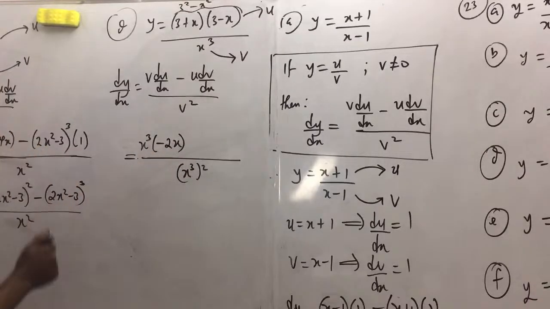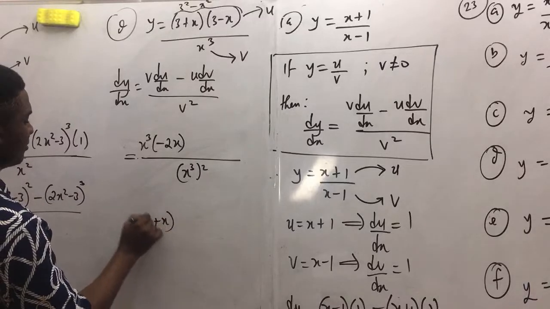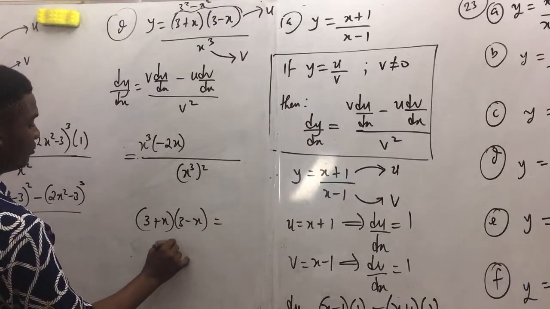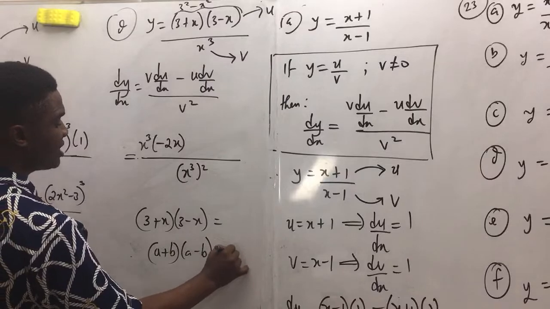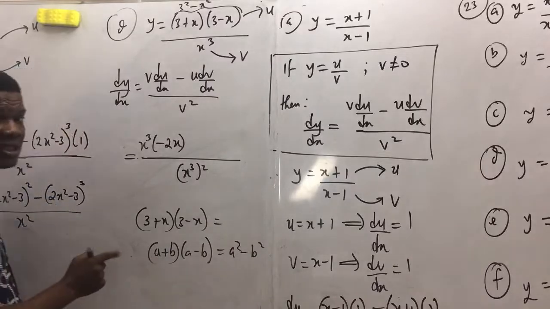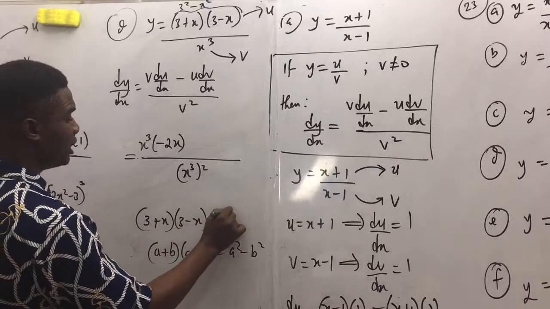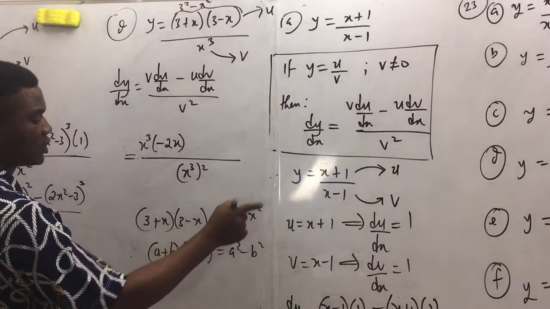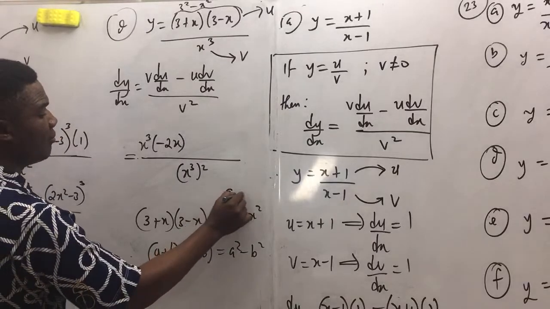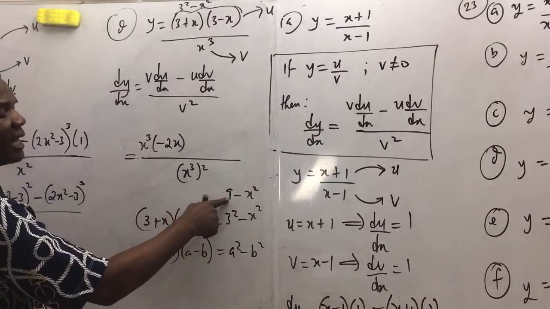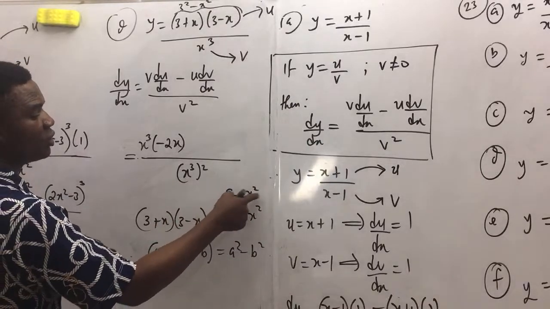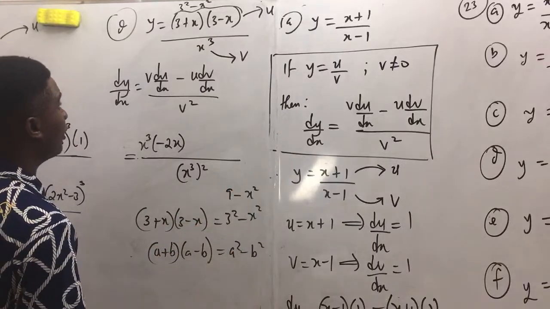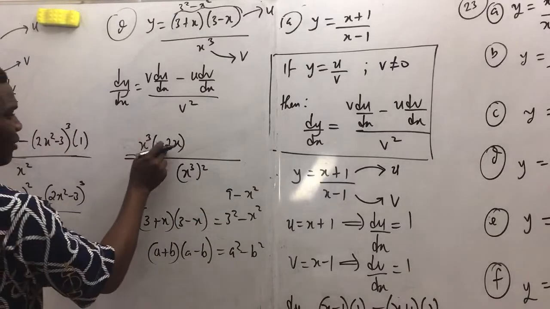Now what did I do? Please take note. 3 plus x, 3 minus x comes from a plus b, a minus b. This is a squared minus b squared. So this is difference of 2 squares. And that would mean 3 squared minus x squared. Okay? And 3 squared is 9, so you end up having 9 minus x squared. And if you differentiate 9, it gives you 0. If you differentiate minus x squared, it will give you 2 times minus 1 times x raised to power 2 minus 1, which is 1. So you end up having minus 2x. So that's how we got this result.